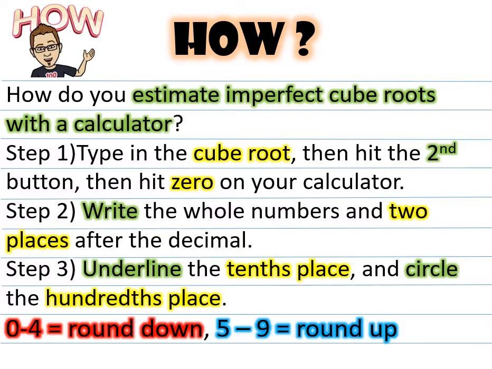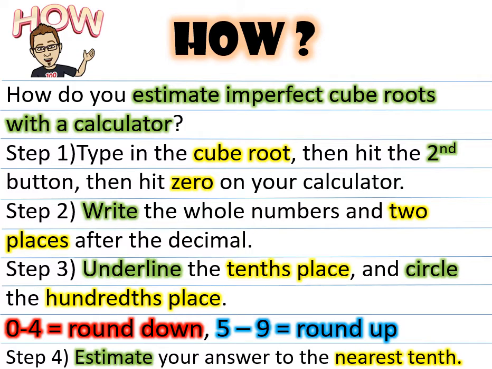If that number that you circled is between 0 and 4, round down. If the number you circled is between 5 and 9, round up. And step number 4, estimate your answer to the nearest tenth.